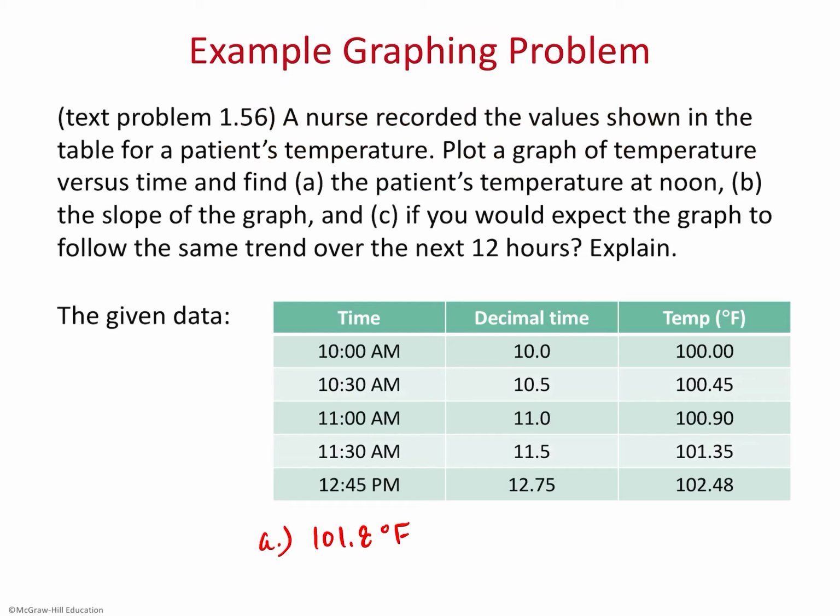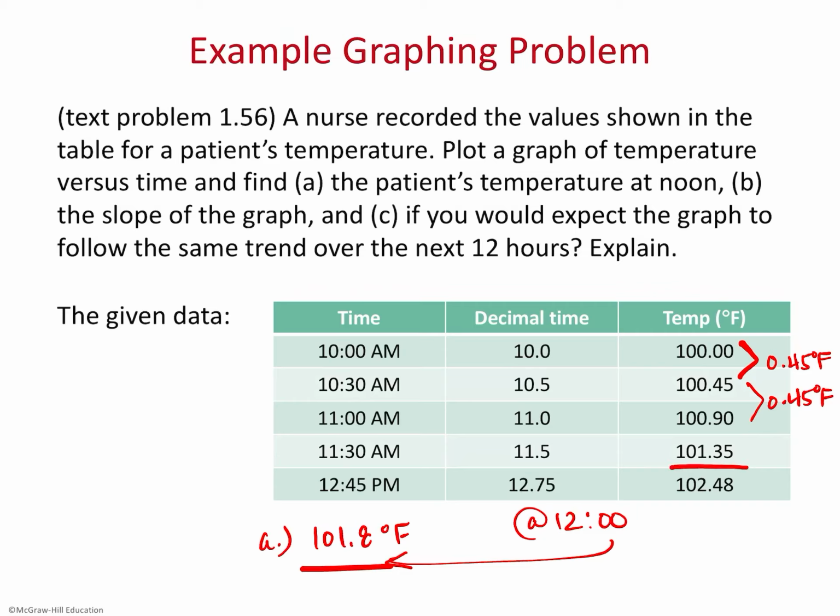As you can see, hopefully you guys were able to see that there was about a 0.45 degree difference every time. So when it asks you to figure out what the temperature is at noon, you just add 0.45 to this 101.35 degrees and you get about 101.8.